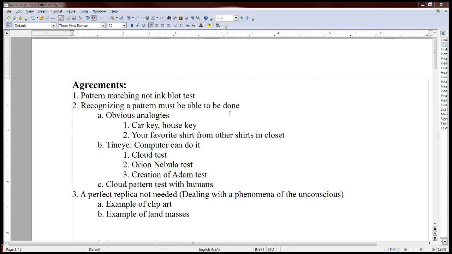The first one, number one, what we're dealing with is pattern matching. We're not dealing with an ink blot test. And so the whole story about Jesus on a piece of toast does not fly, because what that means is that you are seeing something out of the blue without being able to compare to something, if you're doing an ink blot test. What we're doing is pattern matching. It's obvious because we have two grids set up where we're comparing grid against grid. So this is not the same as an ink blot test. So that must be our first agreement, that we are comparing two images together and not just coming up with something out of the blue.